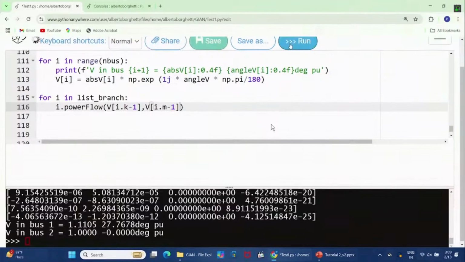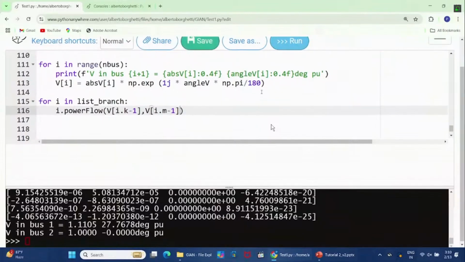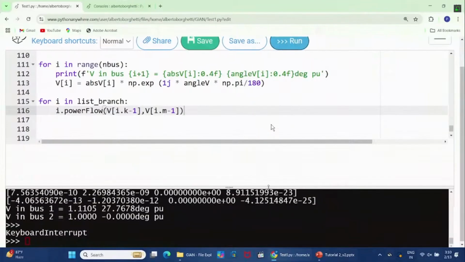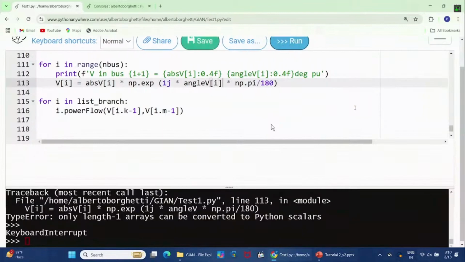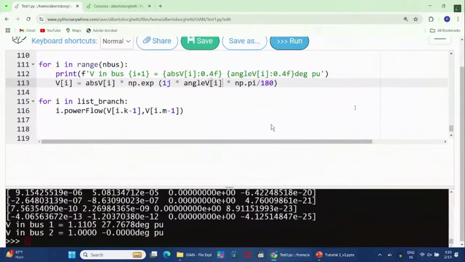I'm trying to save again. Oh, now I saved. So we can also run. There is an error that says that this angle V needs to be the angle of bus i. So it does not give any error. We do not have the printing of the flow, but we can print it here.